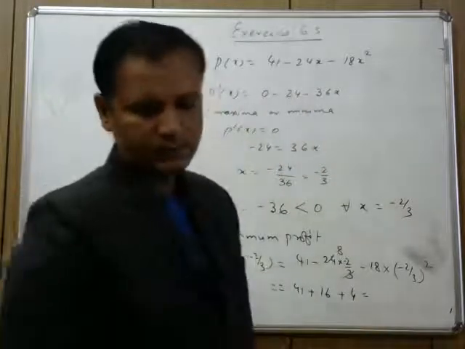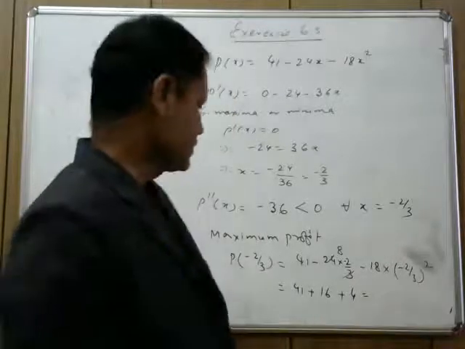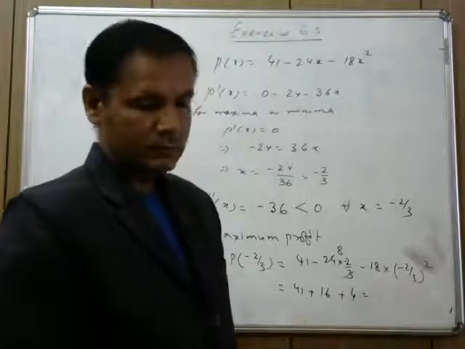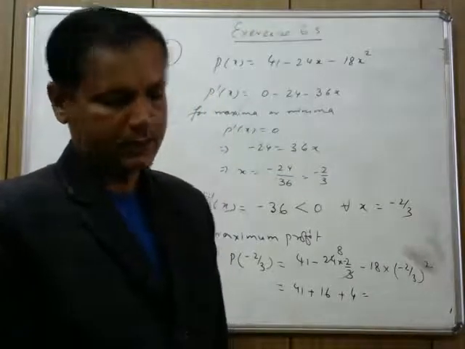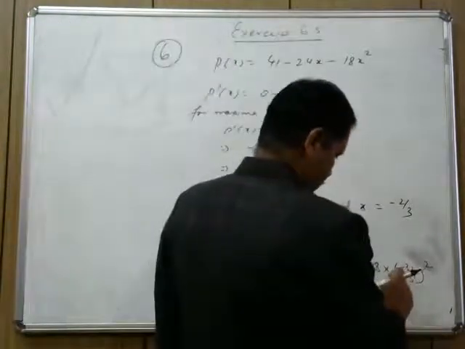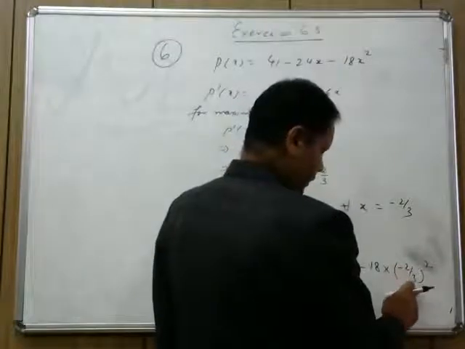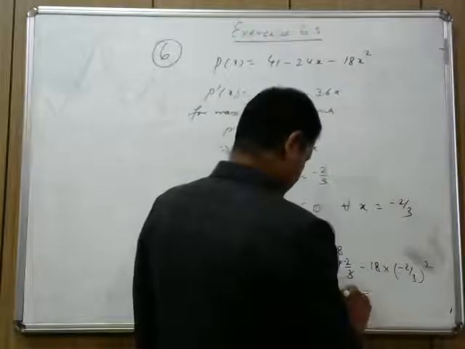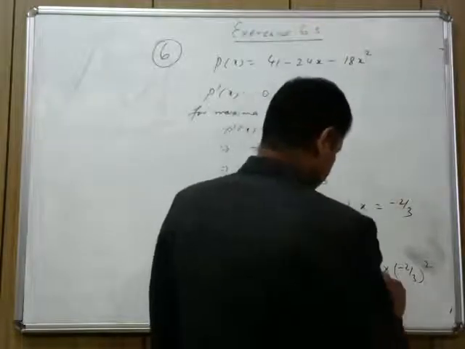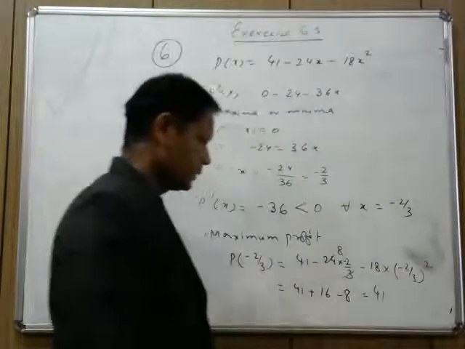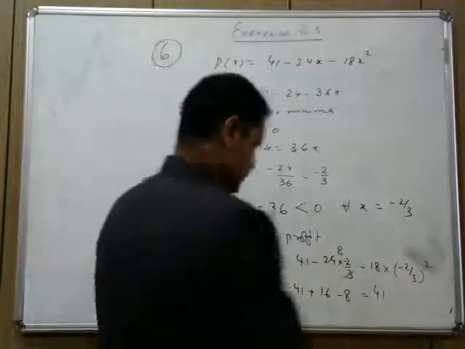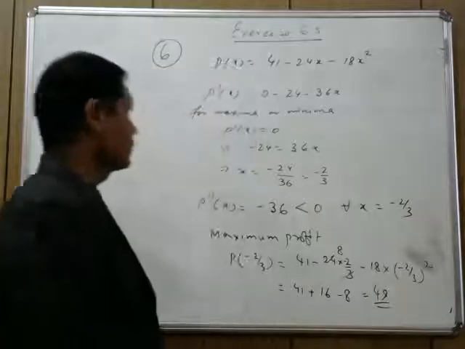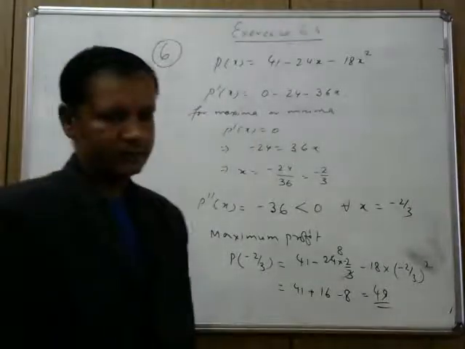Here minus 2 whole square will be 4 upon 9, and 9 into 18 gives 2, 2 into 4 gives 8. Here we have minus 8. That's why here you will get 41 plus 16 minus 8, which is 49. Now 49 is the maximum profit for this given function.